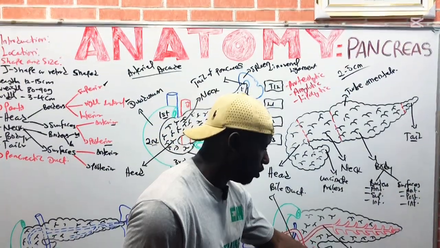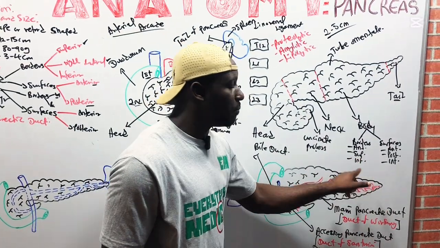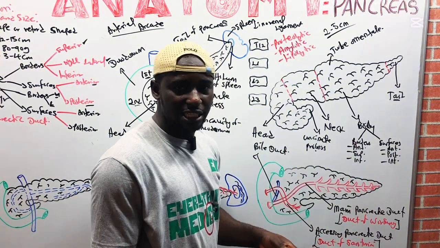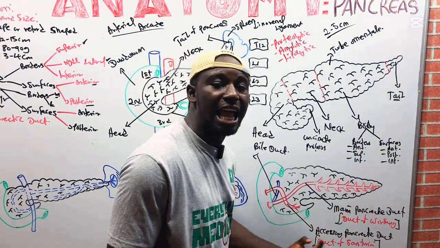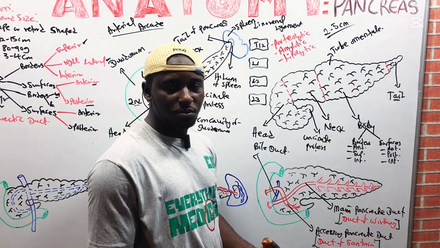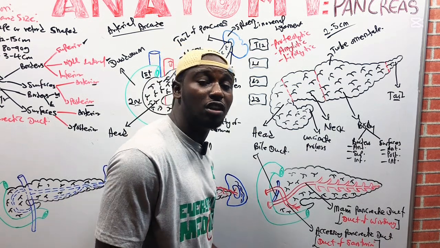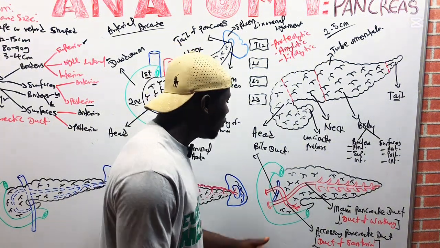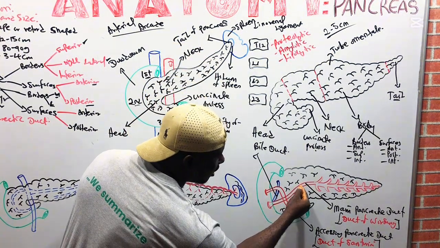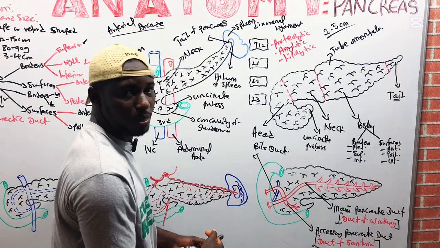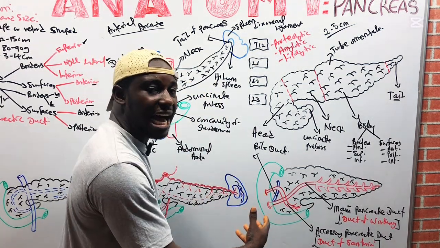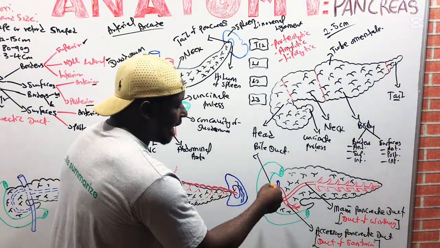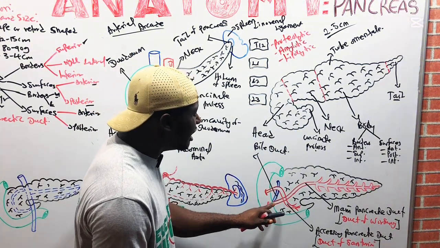The main pancreatic duct begins from the tail of the pancreas. You can see this is the tail. It begins from the tail of the pancreas, where it traverses the whole length of the pancreas near the posterior surface. At the level of the neck of the pancreas, it descends downward and medially, where it enters the second part of the duodenum, right?